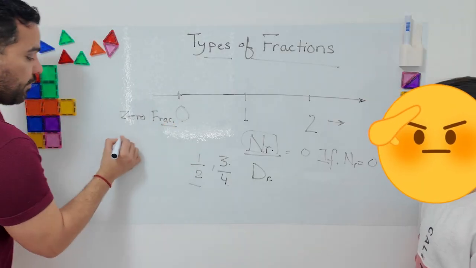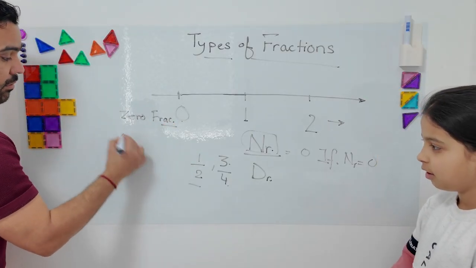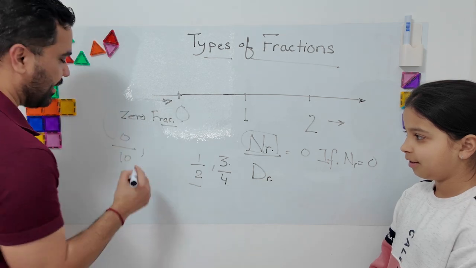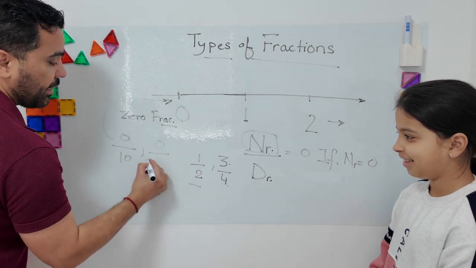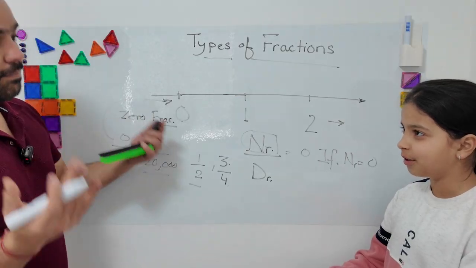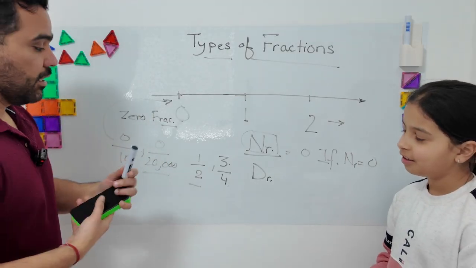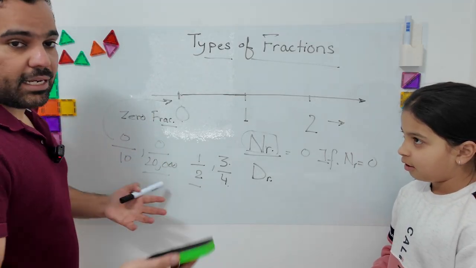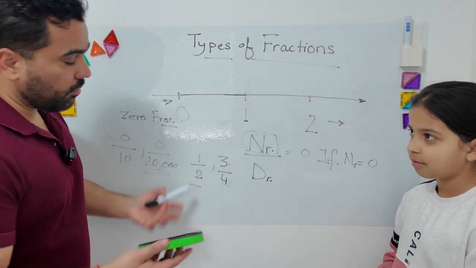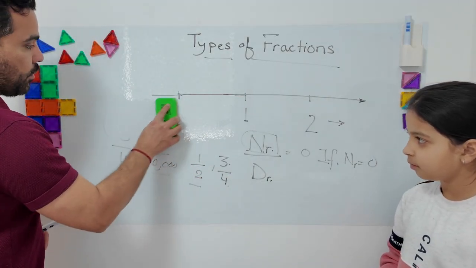So you could have 0 by 10. If you have 0 by 20,000, you still get 0 because you didn't take any. Exactly. So you are dividing 0 by any number of groups, but you are dividing 0. So basically it's 0, right? So that's the first one.